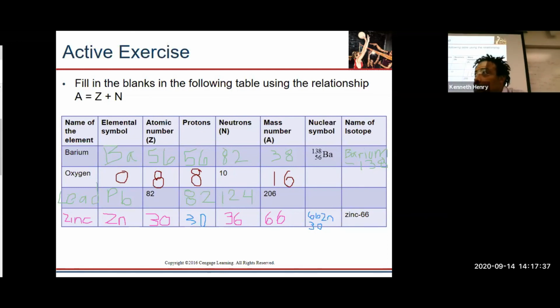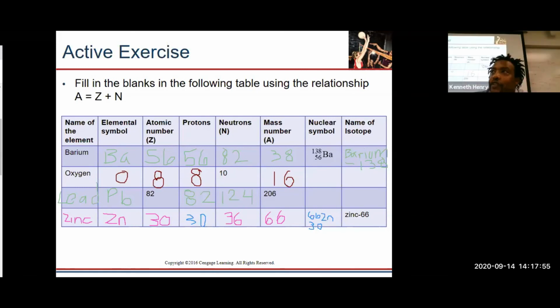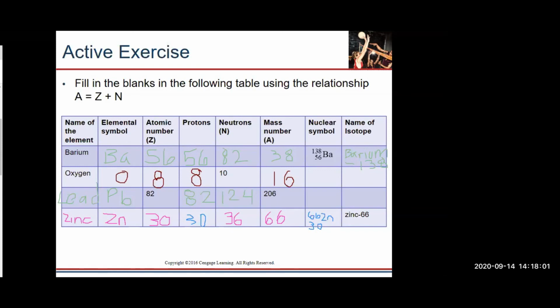Okay, let's see. First one's hard to see. Is that better? Yeah, it's a little bit better. It's just the green on blue. Oh, it's blue. It looks purple on my screen. Oh, well, if you want, I could just.